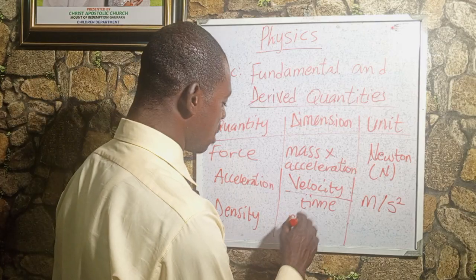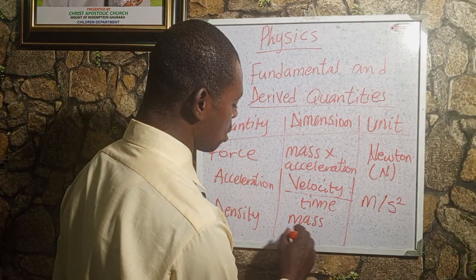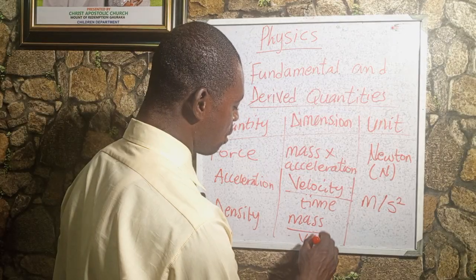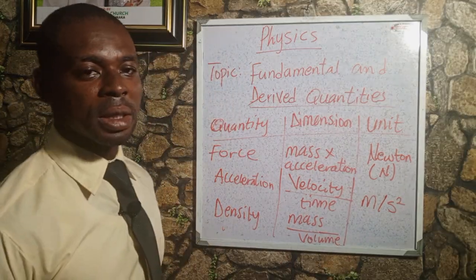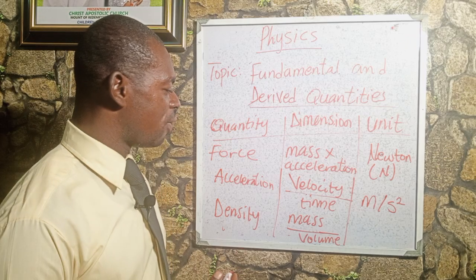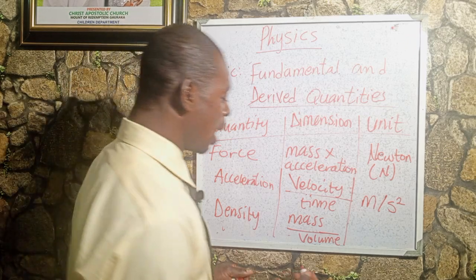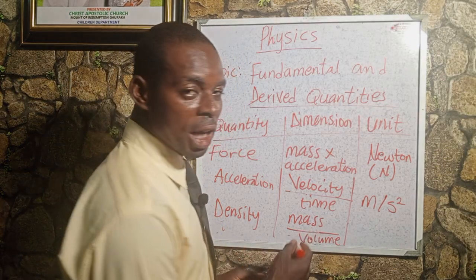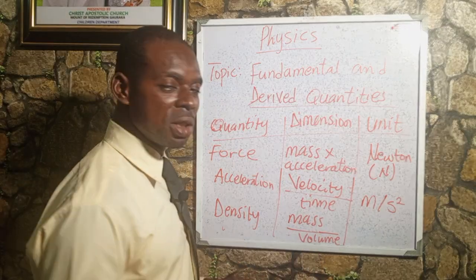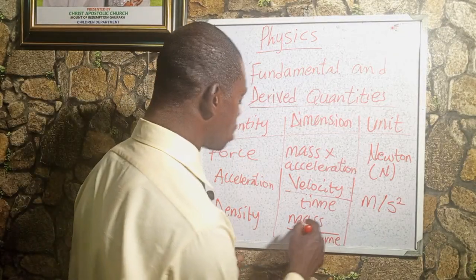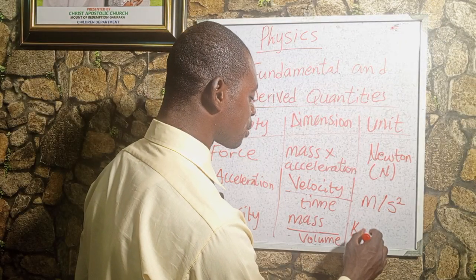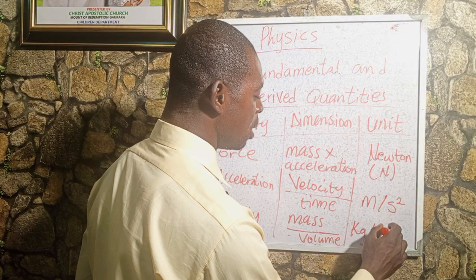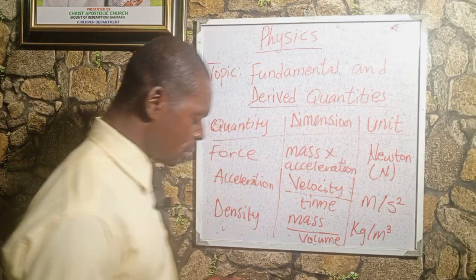Then we have density. Density is mass over volume. Mass is measured in kilogram and volume is measured in meter cube. So the unit of density is kilogram per meter cube.